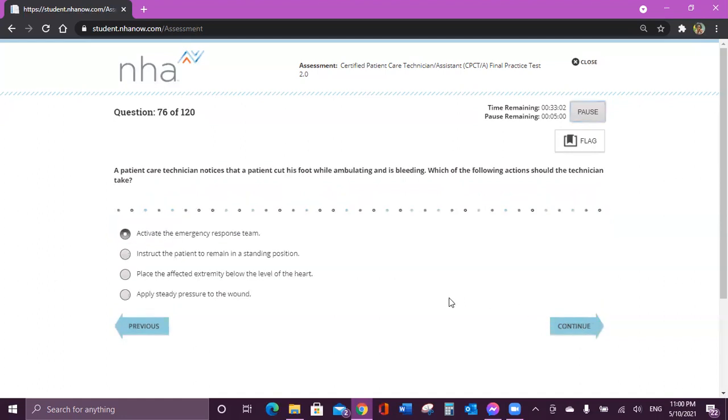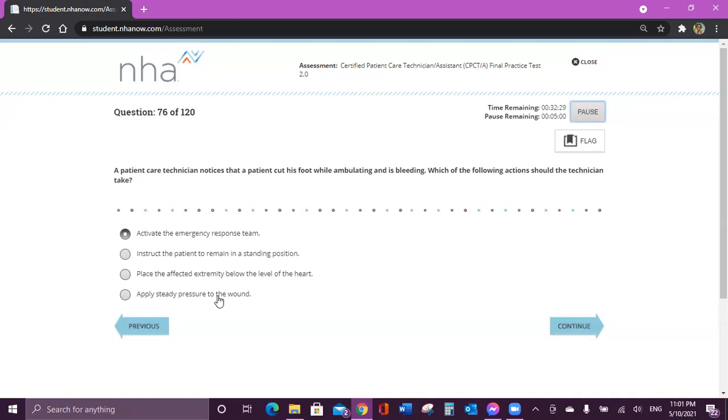A patient care technician noted that the patient cut his foot and is bleeding. Which of the following should the technician take? Activate the emergency response, instruct the patient to remain in an extended position, place the foot below the heart, apply direct pressure. No, apply direct pressure to the wound.